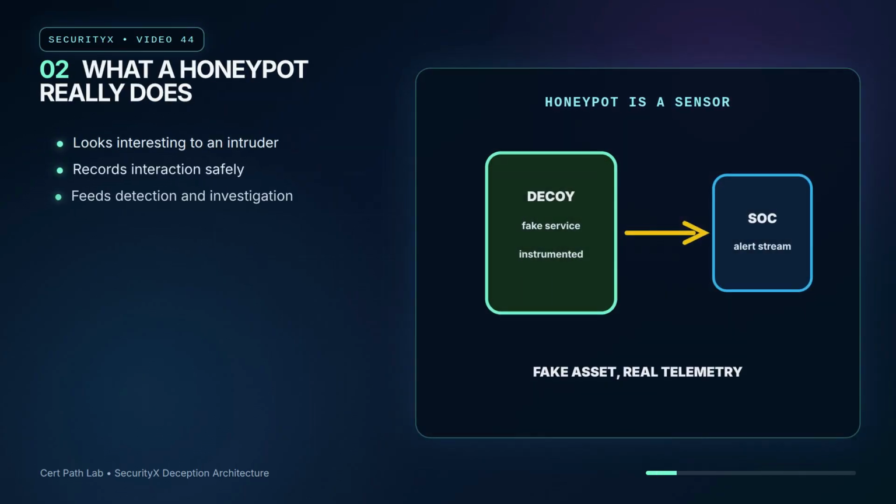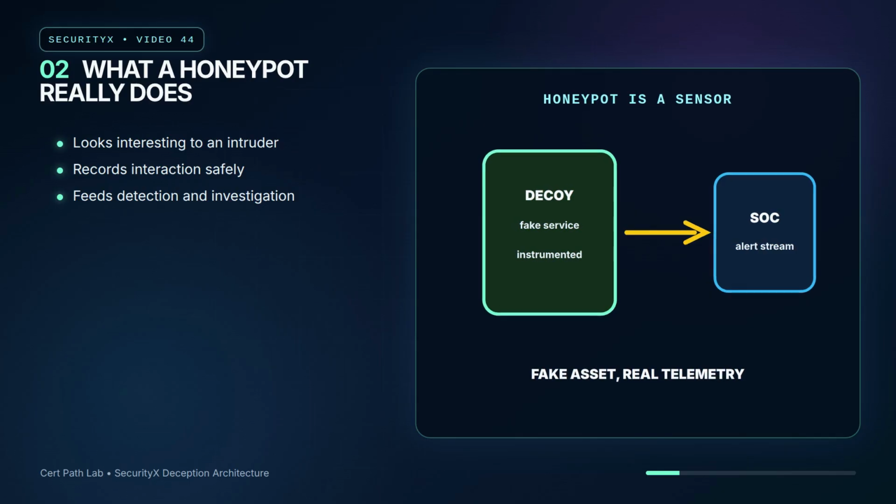A honeypot is a decoy system or service designed to look interesting enough for an attacker to touch. It may emulate a server, database, admin panel, SSH service, or application workflow. The defensive value is telemetry: what was attempted, from where, with what account, and in what sequence. A production architecture should treat the honeypot as an instrumented sensor, not as a real business asset.